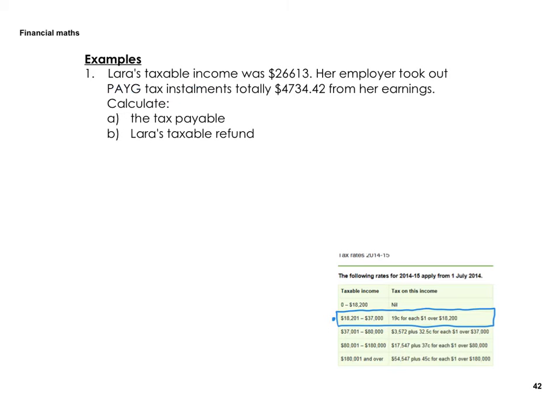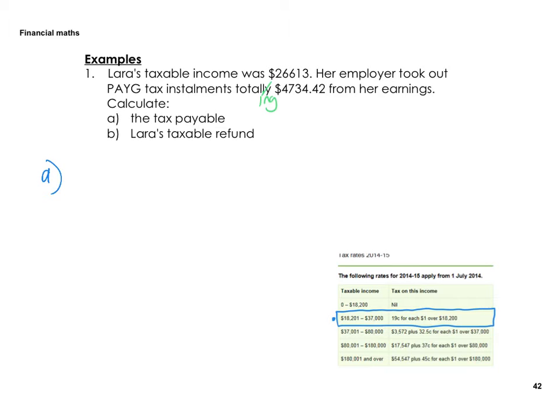Okay, example number 1. Lara's taxable income was $26,613. Her employer took out pay-as-you-go tax installments totaling $4,734.42 from her earnings. Calculate Part A, tax payable, then Part B, the tax refund. So just like before, we're going to use the tax table, figure out how much tax she needs to pay, then compare it to what she actually paid. So at the moment, you can actually just ignore this and focus on putting this value into the table to figure out the tax. So let's go through it.